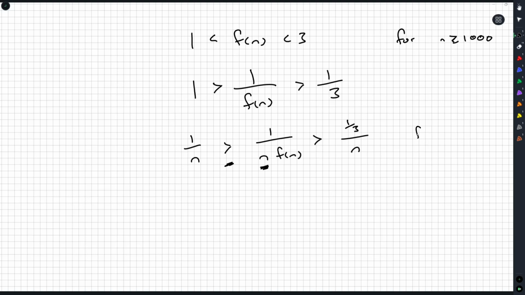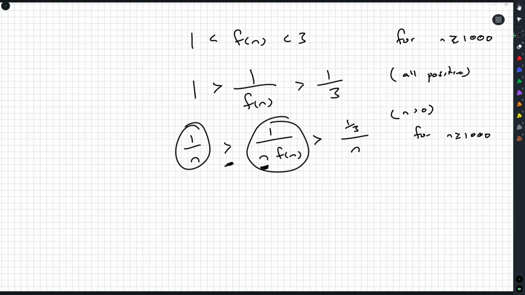So this is also true for n greater than or equal to 1,000, right? This one, we can do the reciprocals, and it changes the order because everything was positive. And this one here, divided by n is positive. Okay? n is definitely positive. It's at least 1,000 right now. Okay, so when I look at this, even though I don't know my f at n's, I know that the sequence I'm adding up is less than the harmonic sequence, but it is bigger than a multiple of the harmonic series.